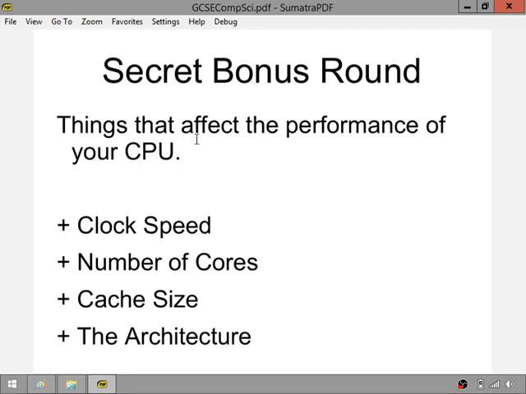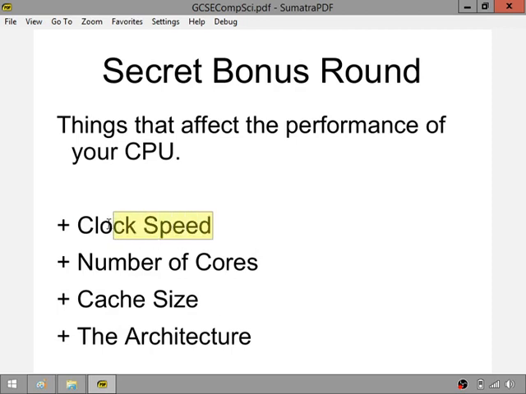Okay, so here is the secret bonus round at the end of the presentation. I've put this in because it is a question that appeared a couple of years ago on the GCSE exams, and I personally think it was quite an unfair question to ask, so I've put it on this slideshow just to give you an FYI, just in case it comes up. So the exam board could ask you to list some factors that affect the performance of a processor. And these were the 4 valid answers that they had in their mark scheme.